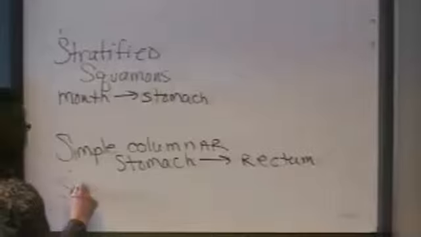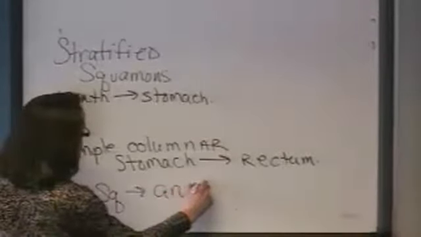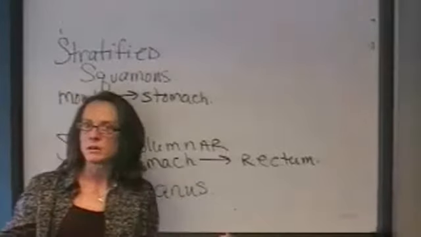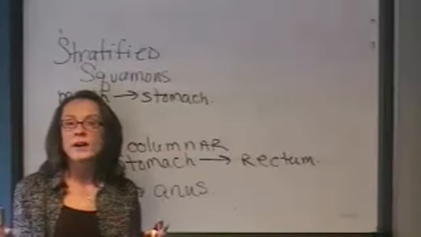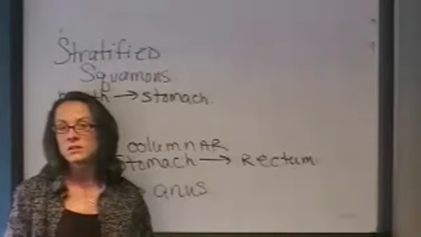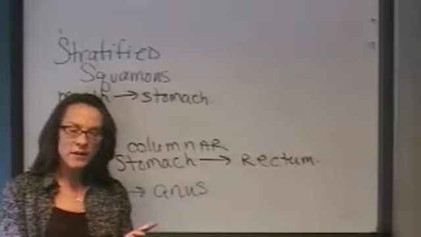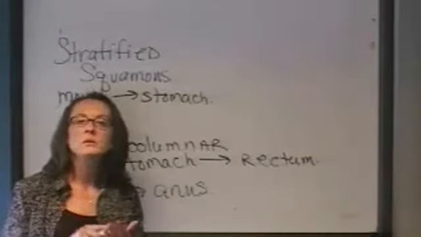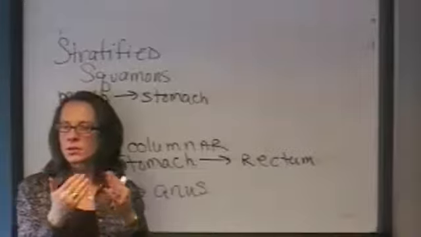Then we will have a stratified squamous again at the anus. At the anus, when people defecate, not you, sorry, none of us poop, right? When people defecate, there's a little more friction upon expulsion of feces, so we need a stratified squamous in that area to help to protect it. So stratified squamous will be in areas of friction. Simple columnar will be in areas where we need more absorption, a little bit of secretion.